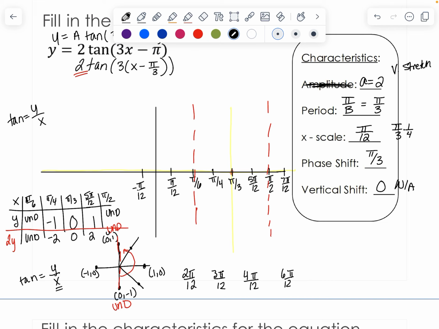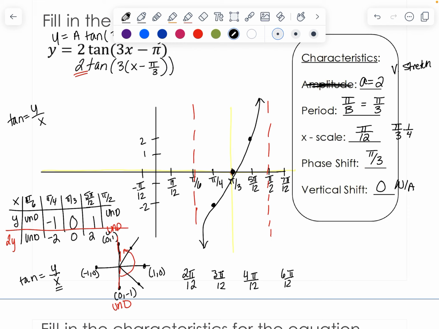So when we're graphing this, we're graphing from my asymptote, it's undefined. My next point, pi over 4, we're going down to -2. And then at pi over 3 is my 0. And then at 5 pi over 12, I'm going up to my a value, which is 2. And then I can draw my curve nicely there.